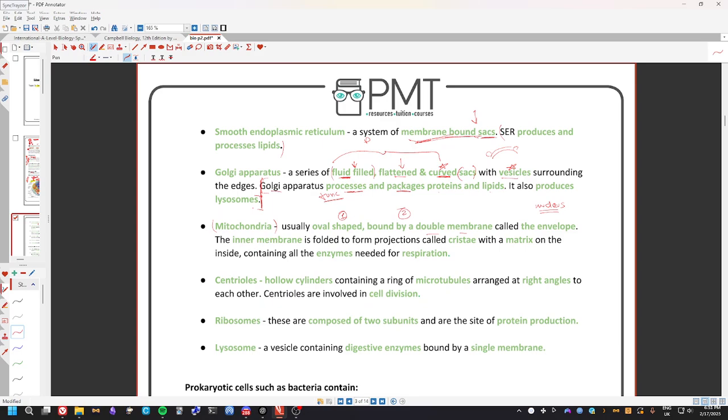Each membrane has a different function, but the only one that we need to really care about is the inner membrane, because that one is folded to form projections called the cristae. So it's folded to create special structures called projections, called cristae, more specifically. And it also produces a matrix, which are basically the gaps in between on the inside, which contain the enzymes that are needed for cellular aerobic respiration.